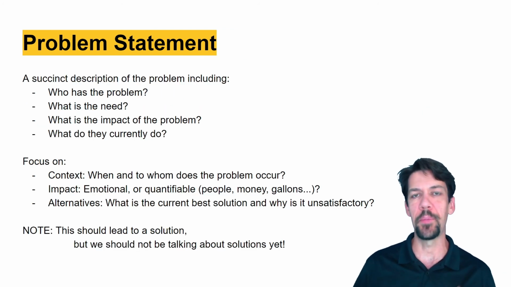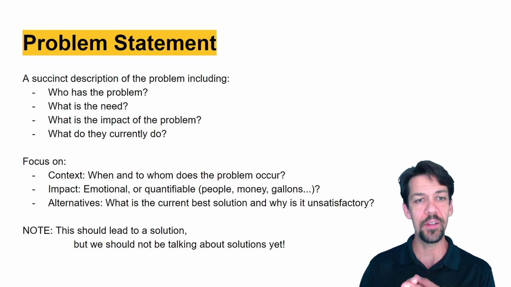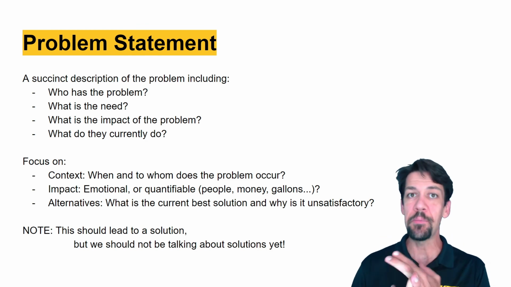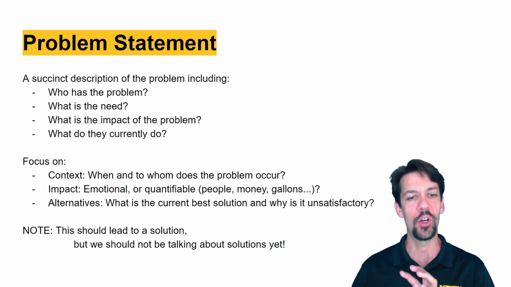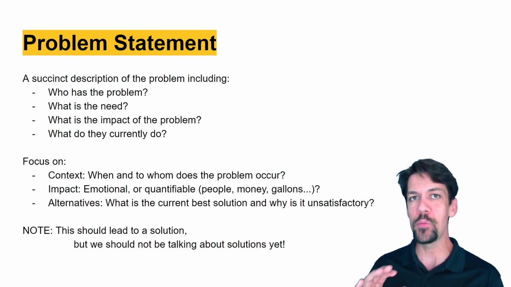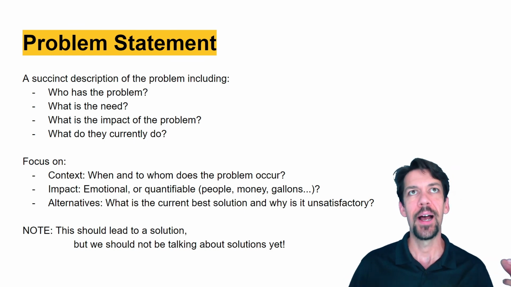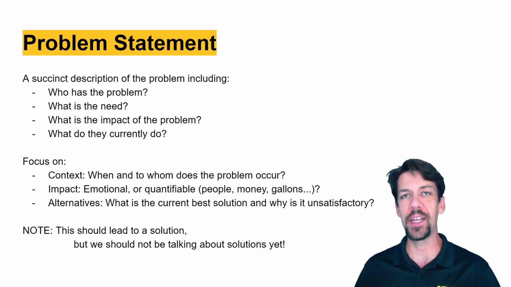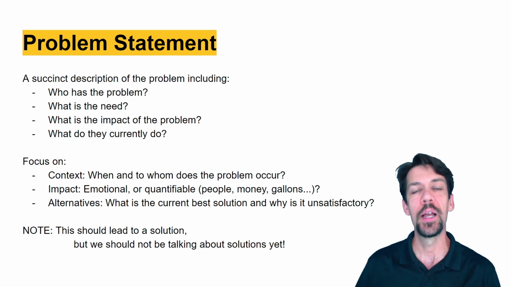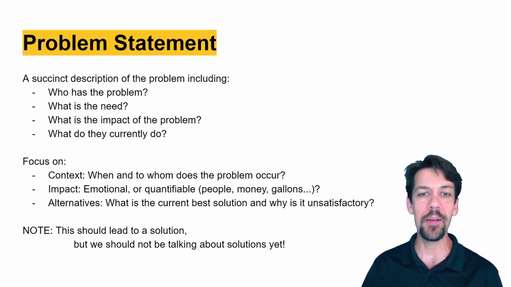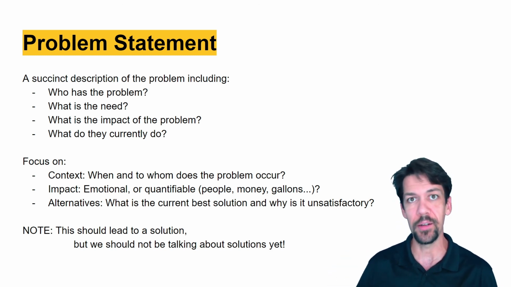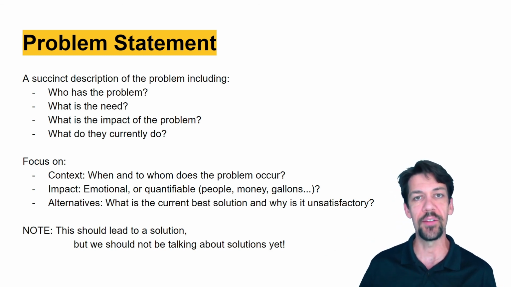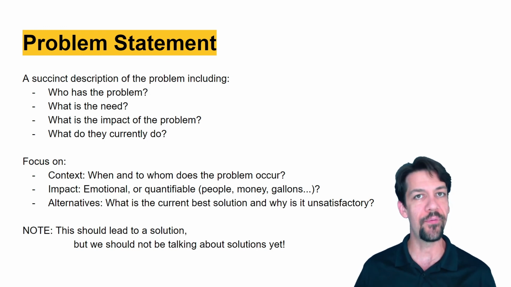Overall, once you've gathered all this information, the problem statement is a succinct description of who has the problem, what is the need, what is the impact of the problem, what do they currently do, and focusing on the context. When and where and to whom does the problem occur? What is the impact of the problem? What is the emotional or quantifiable impact? Maybe it's quantifiable in money, maybe it's quantifiable in the number of people that have this problem, maybe it's a materials impact. And then what are the alternatives? What are the current best solutions, and why do they fall short?